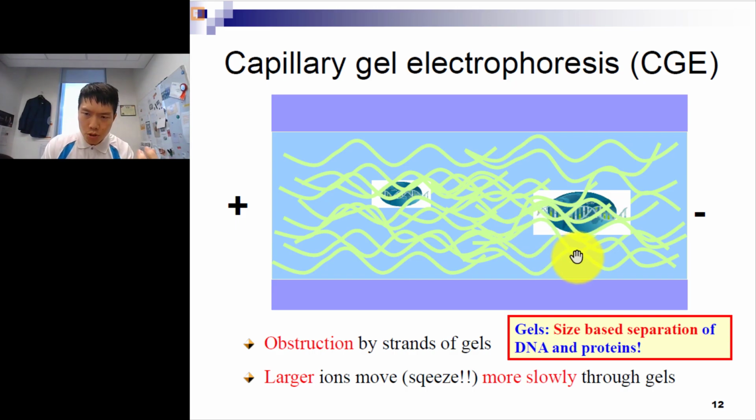And when the positive voltage is applied, the negative DNA molecules will be pulled by the positive voltage, while the gel holds them back. Small DNA can pass through the pores more easily, but the larger molecules will need to squeeze through the pores to find a way through, and it takes a longer time to pass through. Similarly, proteins can be denatured into peptides and amino acids, right? Because the bonds, you can cleave them. And so the gels can achieve the size-based separation of DNA and proteins.